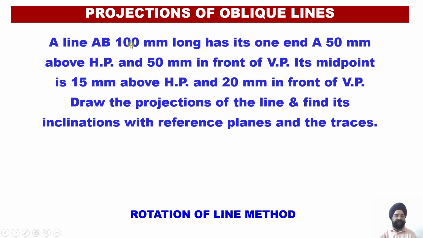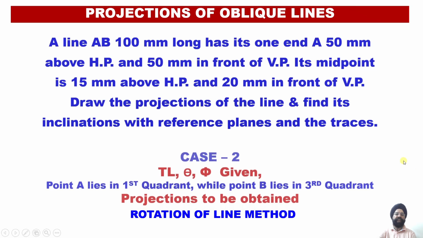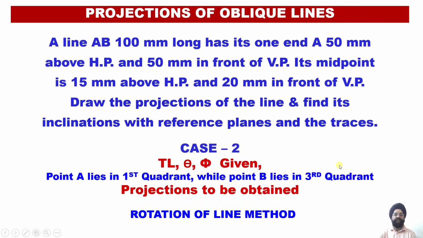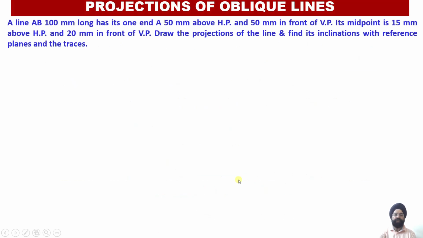So true length is given. From true length, now we need to evaluate the projections and the angles of inclination, that is alpha and beta with HP and VP, and we are also required to work out the traces of the line, again using the rotation of the line method. So please check this out.